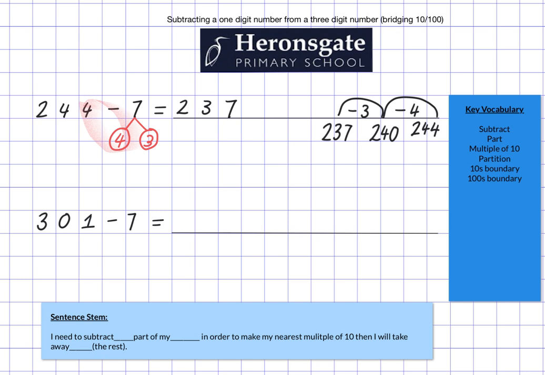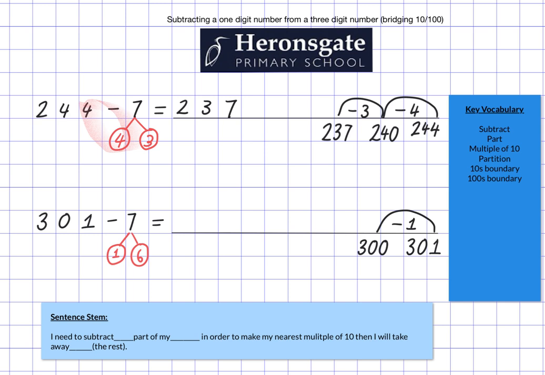If we were doing this now through the hundreds boundary, follow the same strategy. We would start over here with 301. And now we need to look at how we would partition our 7. We'd partition it differently to the one before because we've only got one here that we need to take away. So we would partition it into 1 and into 6. So first of all, from 301, we would take away 1 to make it 300. So our next multiple of 10, or multiple of 100.